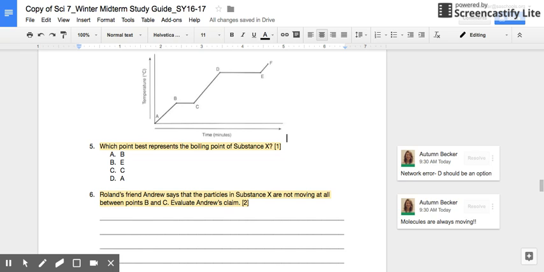What you see here is that there is no increase in temperature. Between B and C, temperature is not changing. So you need to understand that temperature is a measure of kinetic energy, and kinetic energy is a measure of the speed at which molecules are moving. So between points B and C, you're seeing no increase in temperature, no increase in kinetic energy, no increase in the speed at which molecules are moving. So they're moving at the same speed throughout that time period. They're still moving, they're just not increasing the speed at which they're moving.